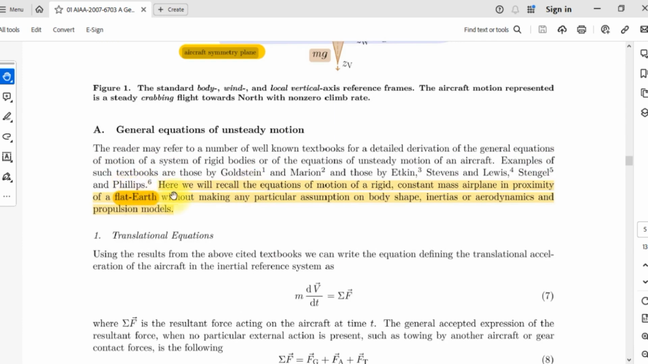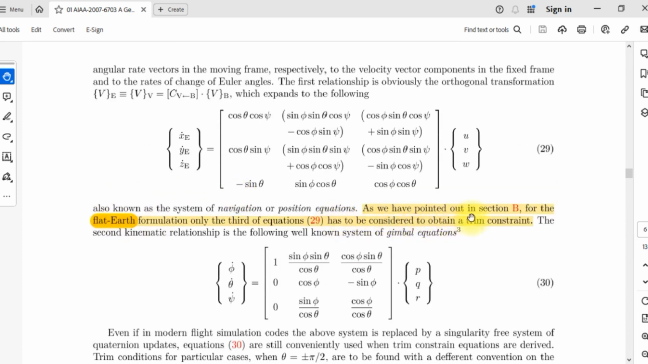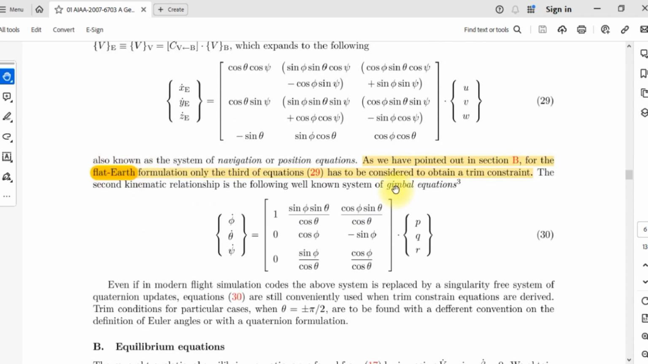We will recall the equations of motion of a rigid, constant mass airplane in proximity of a flat Earth, without making any particular assumption on body shape, inertias, aerodynamics and propulsion models. So it doesn't matter what kind of aircraft they were flying, they assumed flat Earth. As we have pointed out in section B, for the flat Earth formulation, only the third equation has to be considered to obtain trim conditions. So if a flat Earth doesn't exist, why assume a flat Earth in the first place?